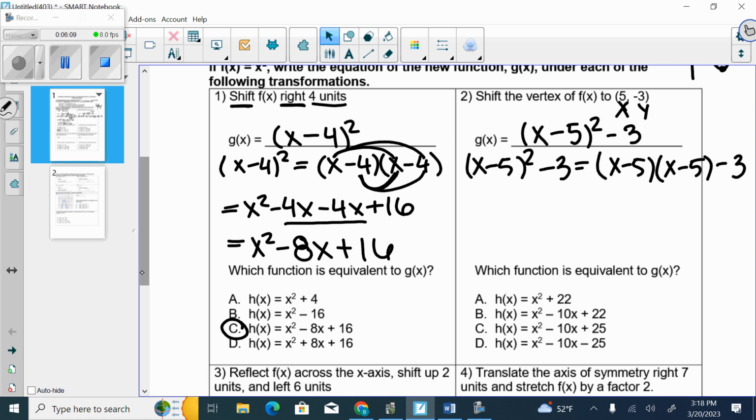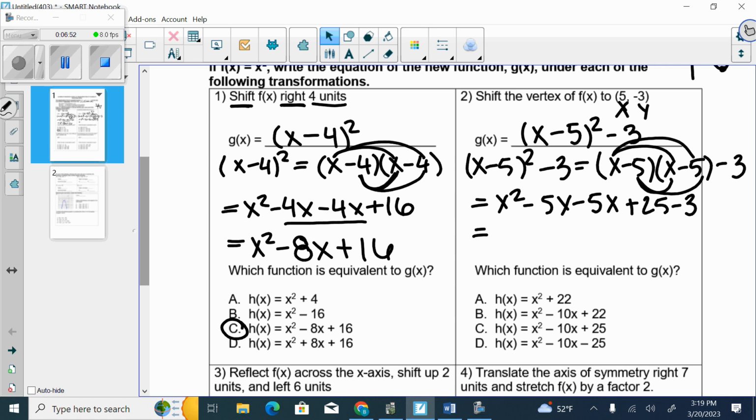Okay, so we're going to go ahead and multiply exactly like we did over here. So I've got x times x, which is x squared. And x times negative 5, which is negative 5x. And then I have this negative 5 times x, which again is going to be negative 5x. And then we've got negative 5 times negative 5, positive 25. So we're done multiplying, but what else do I need to tag on the end? The minus 3.